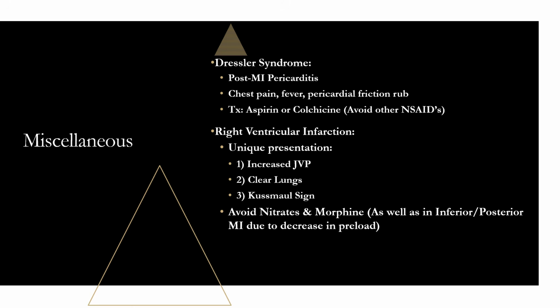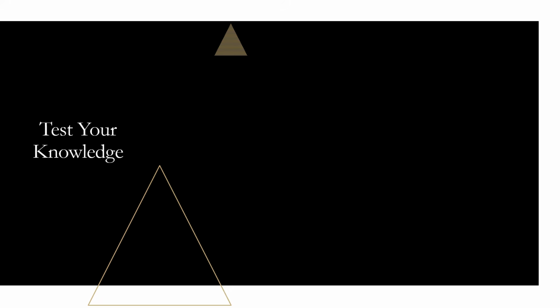And then finally, in a patient with a right ventricular infarction, you want to avoid nitrates and morphine. Really important. No nitrates, no morphine in these patients, as well as in an inferior or posterior MI, due to the decrease in preload. Again, this side of the heart is preload dependent. So if you give them a medication that decreases preload, like a nitrate or a morphine, you're going to make the failure much worse. And it could potentially be fatal for these patients. So be aware of those few things with a right ventricular infarct. Those are some important things that you need to know.